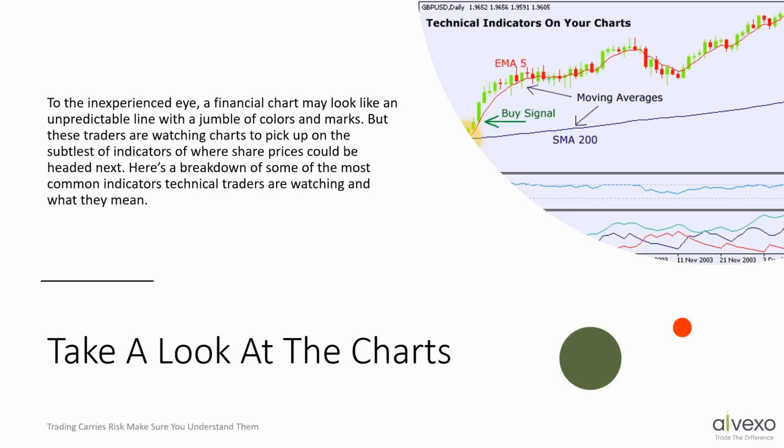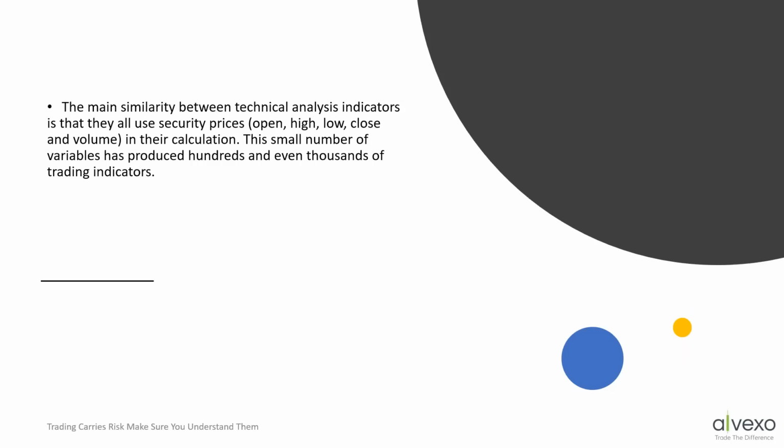Now, technical indicators are not price patterns. They're not support and resistance levels. They are indicators based on mathematical calculations, and in most cases using the open, the high, the low, and the close and volume in some way, shape, or form to give you some type of information. Now, the main similarity between technical analysis indicators is that they all use security prices. A small number of variables has produced hundreds and even thousands of technical indicators, and there's more and more of them popping up on the market every day.